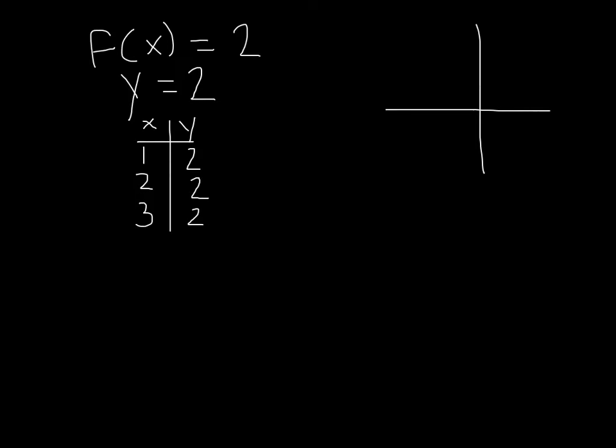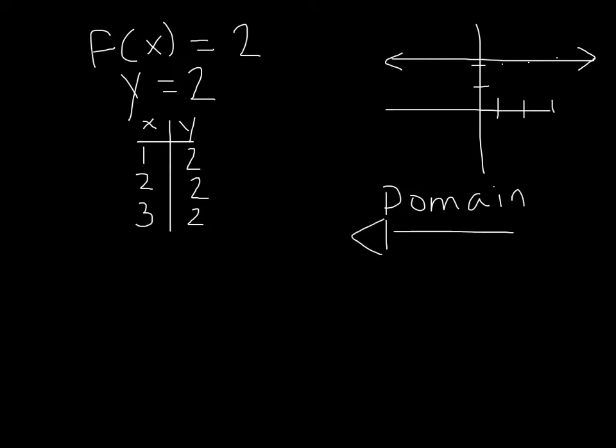And if you graph these 3 points, you'll see it's horizontal. So 1, 2 is that point, 2, 2, and 3, 2. So the graph of f of x equals 2 is a horizontal line. Now the domain and range. The domain is how far left and right the graph goes. And so in this case it goes from negative infinity to infinity.